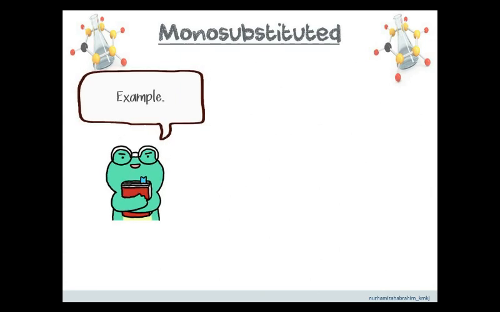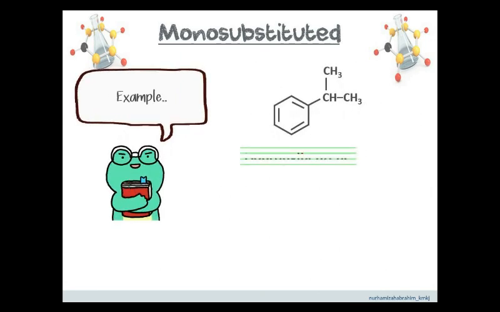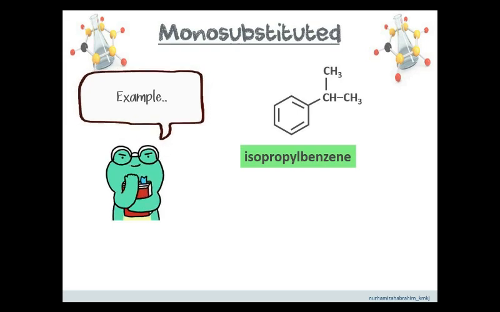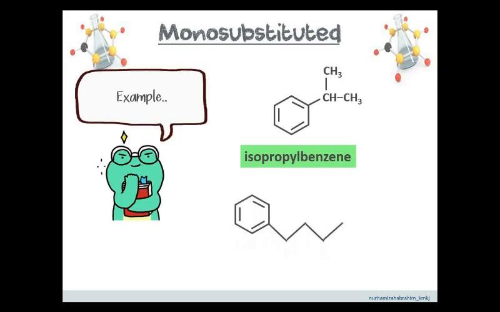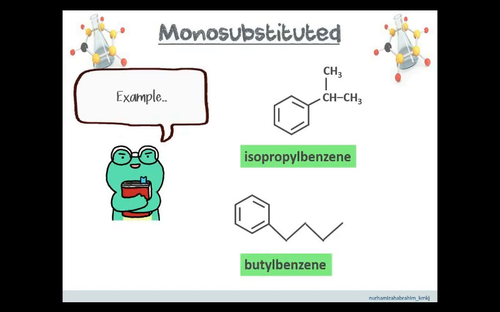For example, the first structure has isopropyl as substituent. Therefore, the name is isopropylbenzene. For the second structure, it contains butane as substituent, which becomes butyl. Thus, the name is butylbenzene.